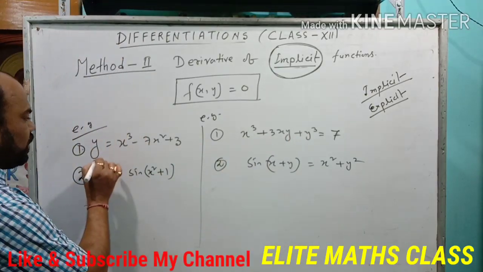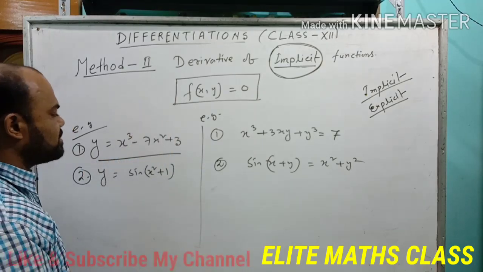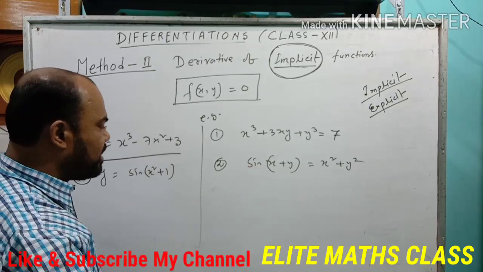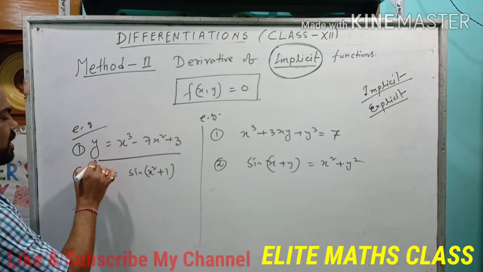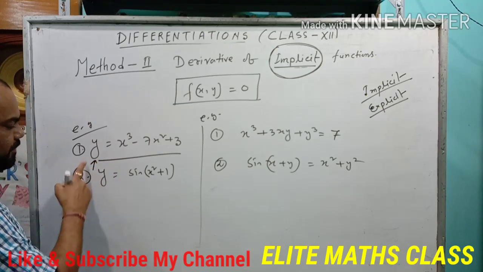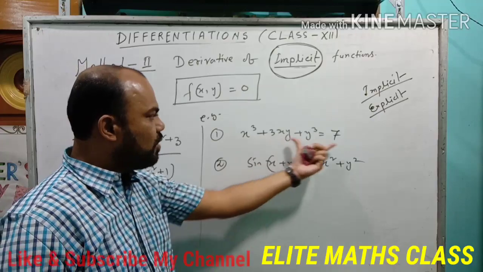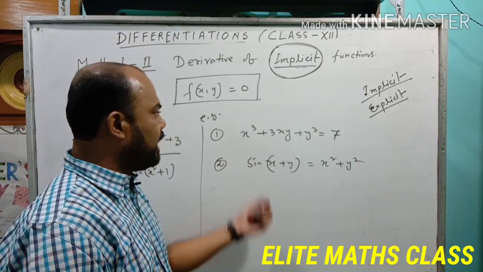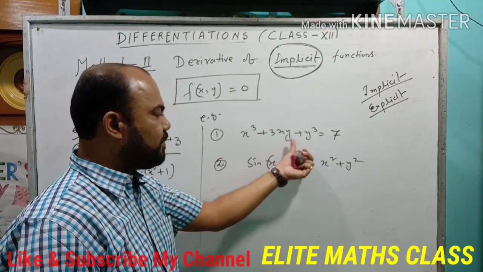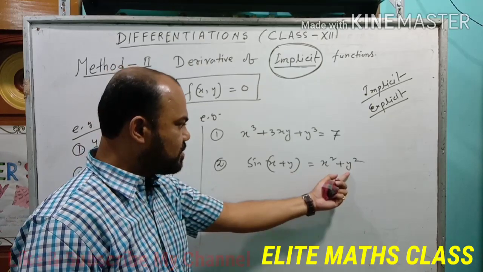See here, y is given directly in the form of x, in sum or difference of different terms of x only. Y is given only once, here only one y, here only one y. Now see this function, 3, 4 terms are there. You can write minus 7 equal to 0. How many y are there? Y is there, y cube is there, here y is there, y square is there.